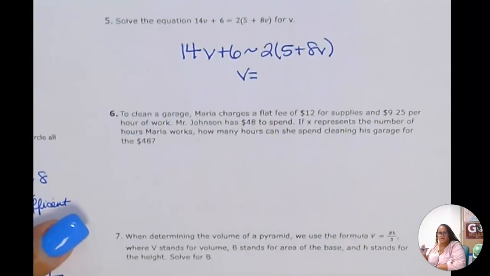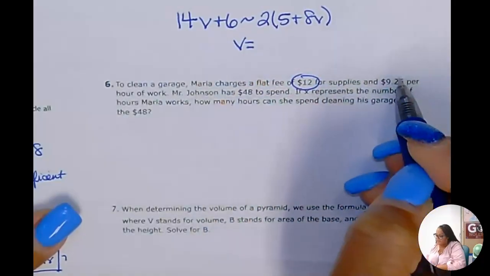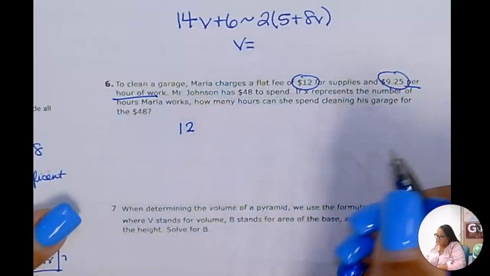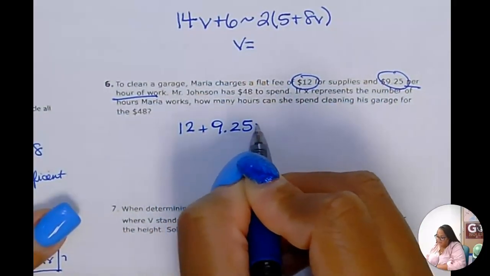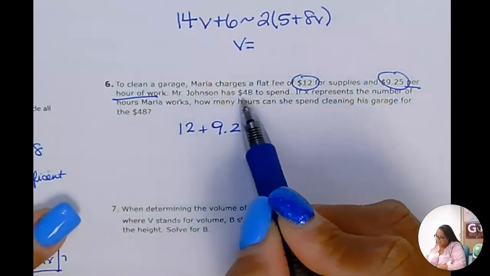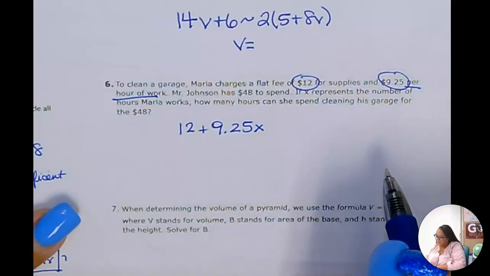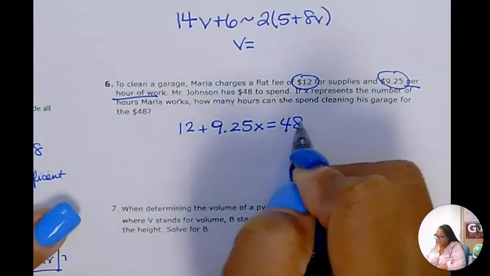Number 6, to clean a garage, Maria charges a flat fee of $12 for supplies and then $9.25 per hour of work. So that'll be 12 plus 9.25x. And it says Mr. Johnson has $48 to spend. If x represents the number of hours Maria works, how many hours can she spend cleaning his garage? So this will be $48.